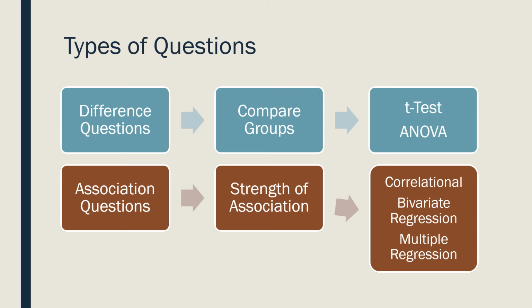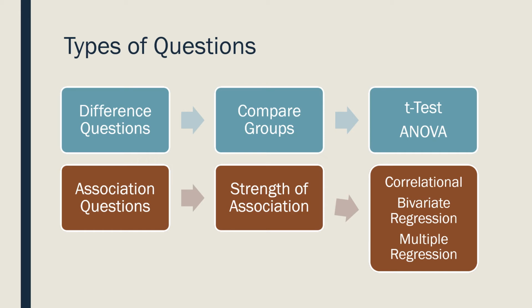When you are using difference questions and you are trying to compare the groups, t-test and analysis of variance are really good to use. When you are doing association questions and you are testing the strength of the association, you want to be looking at correlation analysis, bivariate regression, and multiple regression. Now, this is just a general one.